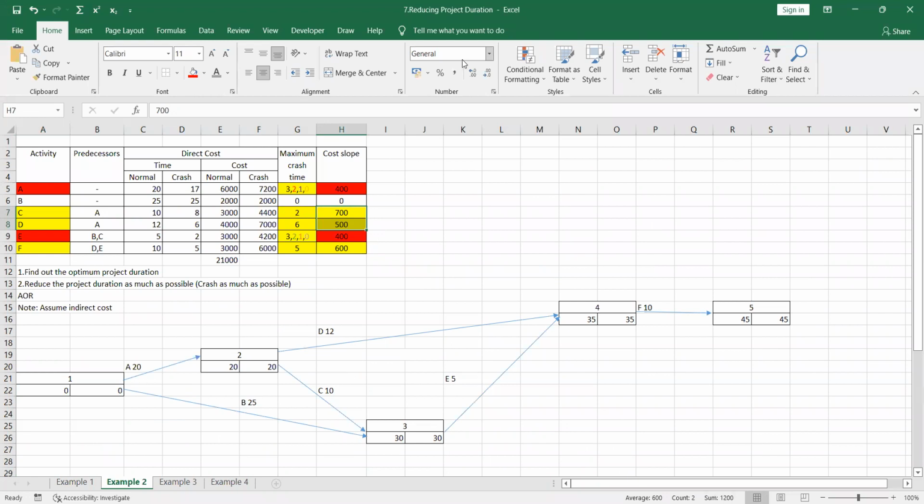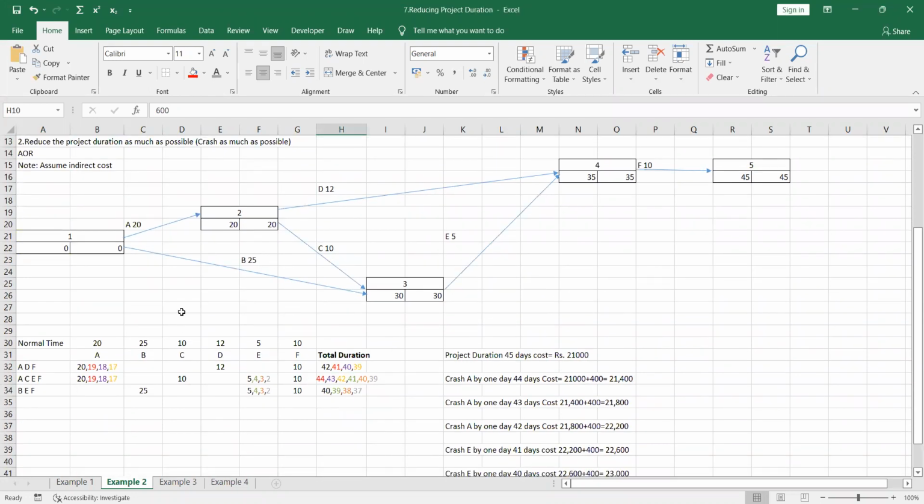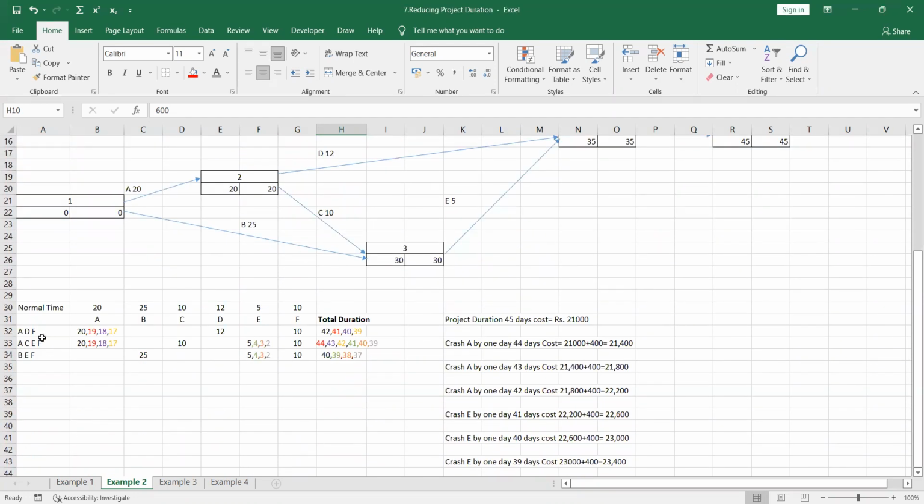Sum, right? Therefore, it is better to crash F activity, right? Very good. So crash F activity. So you can crash F activity. We are having maximum crash time of 5. So let's see whether the F activity is common for all these three paths, right? So can you see F activity is common for three paths?